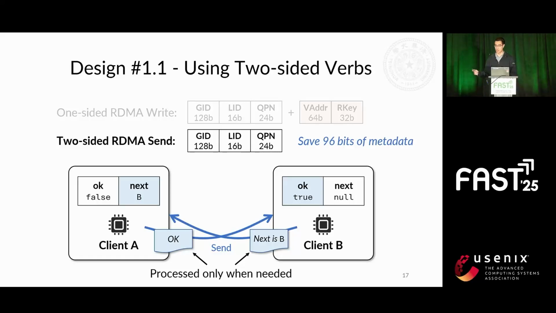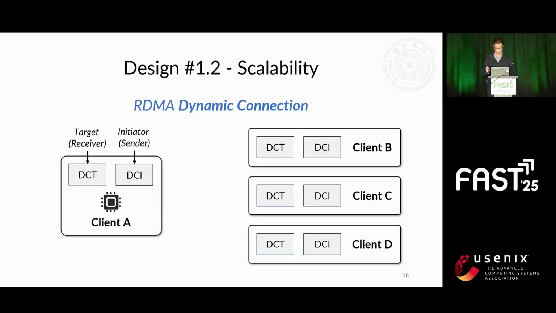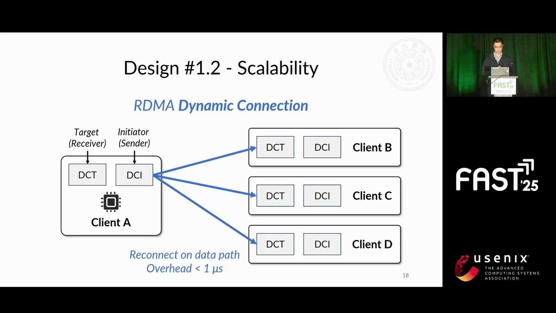Also, these sends are not RPC calls, and clients do not need to spare CPUs to monitor them all the time. Instead, they handle these received messages only when needed. For scalability issues, since it's unscalable to maintain conventional connections, we turn to use RDMA dynamic connections instead. Dynamic connection allows a client to connect to different remote endpoints on a data path. It is very fast. The reconnection overhead is less than 1 microsecond. And as we have said before, client's route information is embedded in the lock entry as part of the queue tail pointer, so others can use that information to dynamically connect to that client.